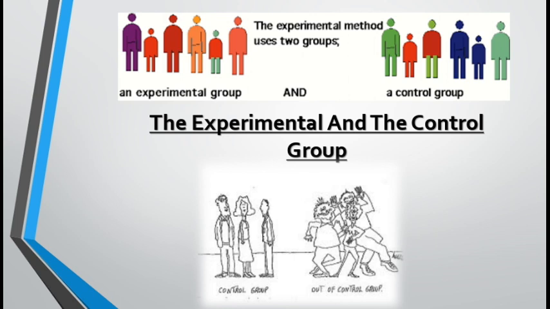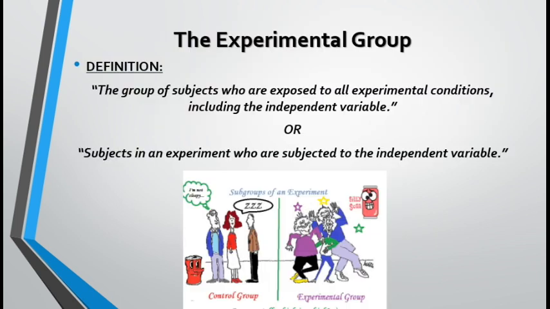Then the researchers would measure the aggressive behavior in both groups. So if the aggressive behavior is significantly greater in the group that watched the violent cartoons, then the researchers can say that in this experiment, watching violent cartoons causes greater aggressive behavior. Then we make those two groups and we name them the experimental group and the control group.